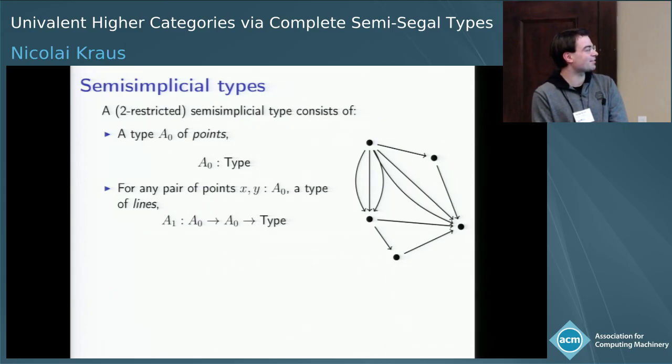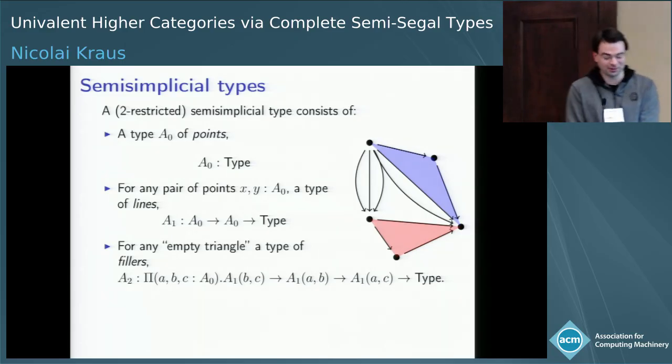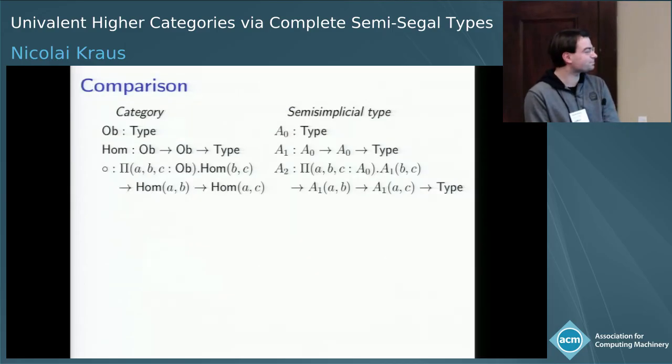And now in the next stage, whenever we have some triangle, we have a type of fillers of this triangle. I call this A2, right? And now it's pretty clear how you would continue doing this. So it's clear that for A3, you would look for boundaries of tetrahedra, and then A3 would give you families of fillers for such empty tetrahedra and so on. So it becomes increasingly difficult to write this down and even more difficult to draw it, but it works.